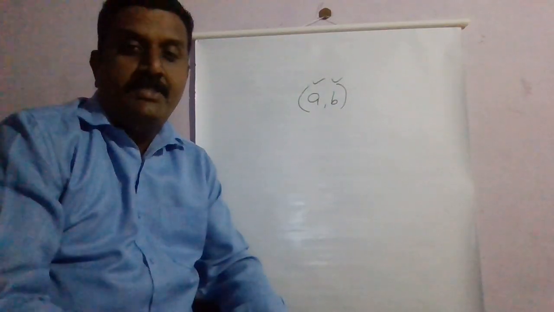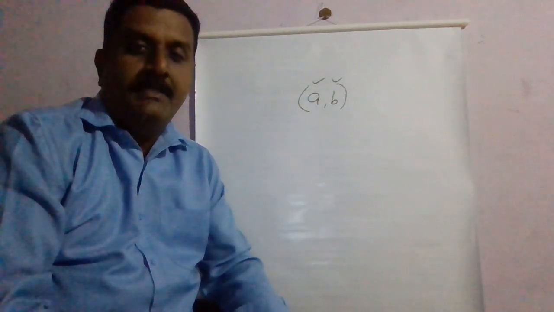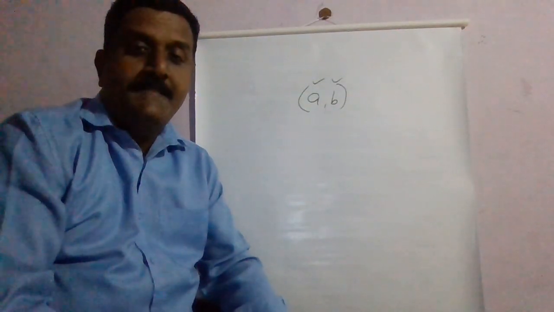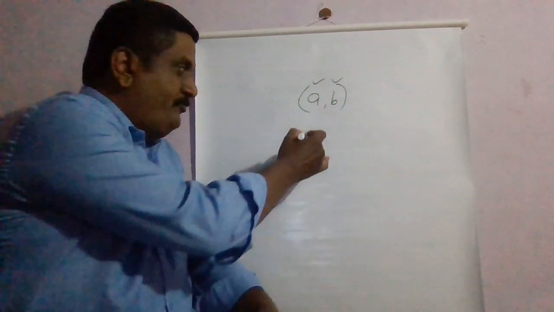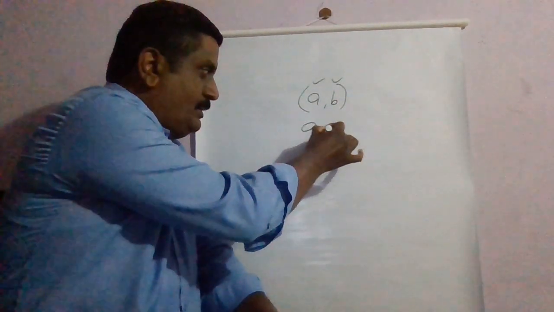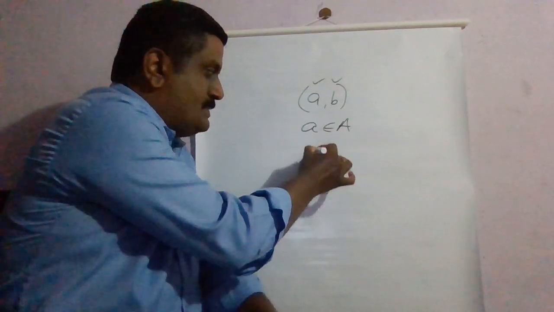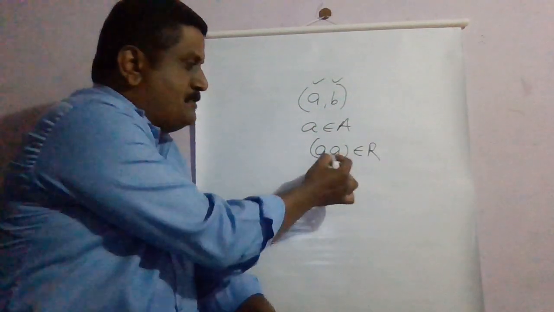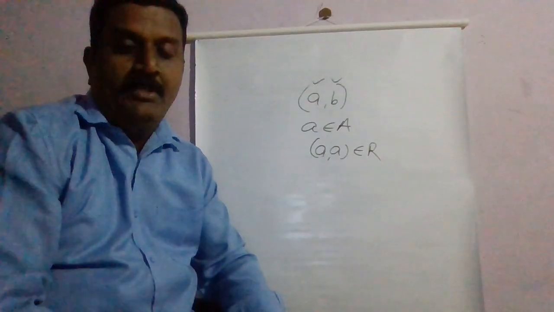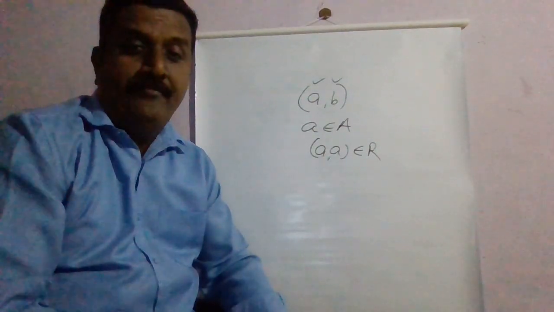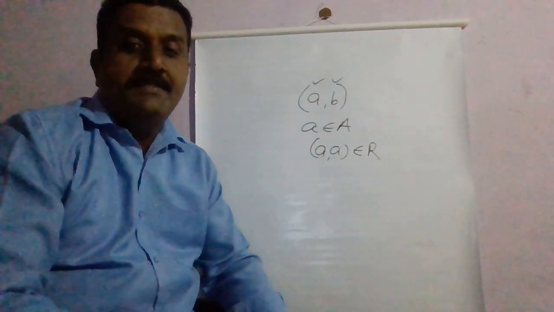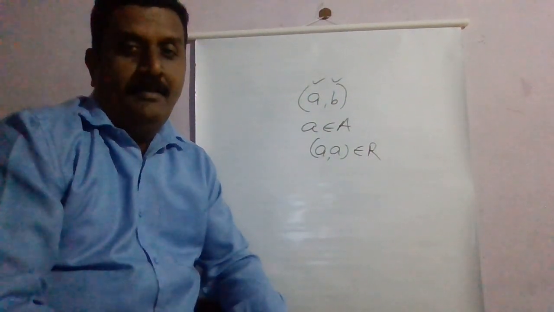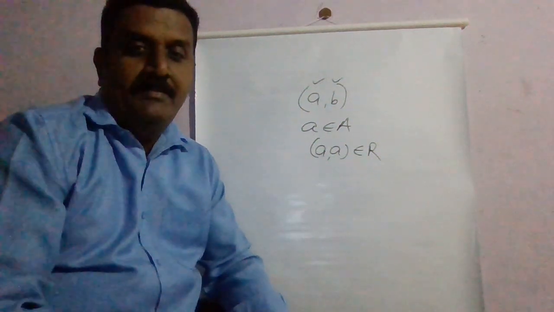If a relation is defined on a set capital A, the relation is said to be reflexive if every element of that set, small a, is related to itself. That means for every a, a must be related to itself. This is for every a. Then the relation is said to be a reflexive relation. Then for symmetric and transitive, it is an if condition.